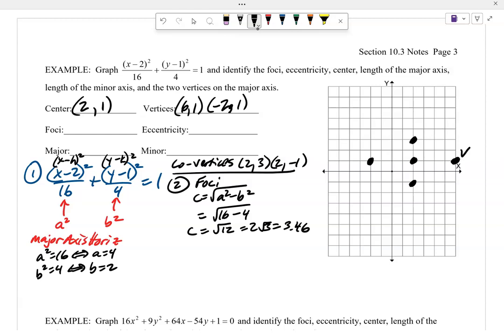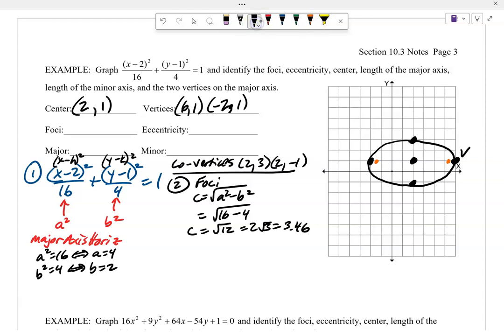3.46. So I'm going to go to the right 3. Let me do it in order. 1, 2, 3.46 right there. And go to the left 1, 2, 3.46 about right there. Those are my foci in orange. Can draw that there.